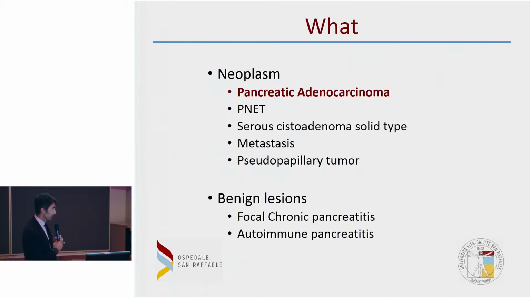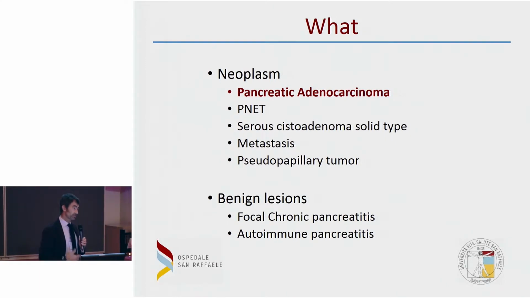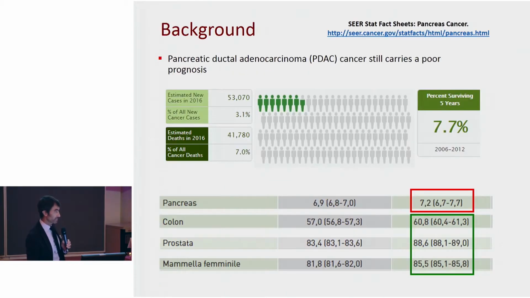And what are we dealing with, neoplasm or benign lesion? Among those, the most important thing when we look into a solid lesion in the pancreas is to perform a differential diagnosis between a neoplasm and a benign lesion. And among the neoplasms, probably the most important thing is to differentiate pancreatic adenocarcinoma from other not so malignant lesions.